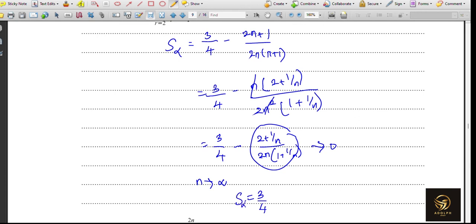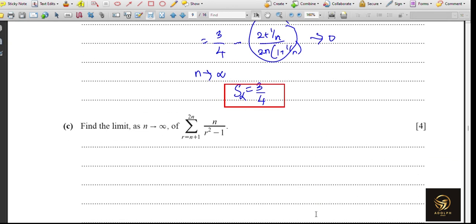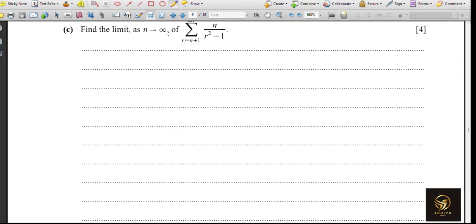3 by 4 is the sum to infinity. So this is the answer. Let's proceed to the next one.